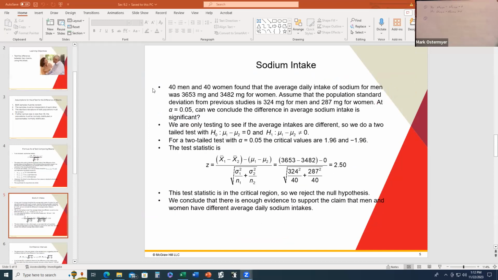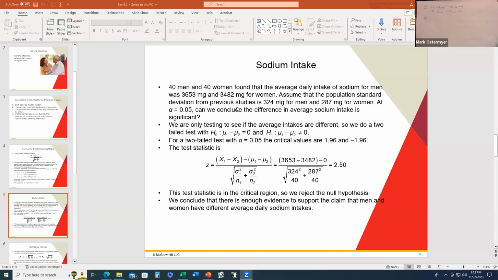Here's an example. 40 men and 40 women found that the average daily intake of sodium for men was 3,653 milligrams, and for women, 3,482 milligrams. Assume that the population standard deviations from previous studies are 324 milligrams for men and 287 milligrams for women. At the 5% level of significance, can we conclude that the difference in average sodium intake is significant? In other words, is there a difference between the average sodium intake between men and women?